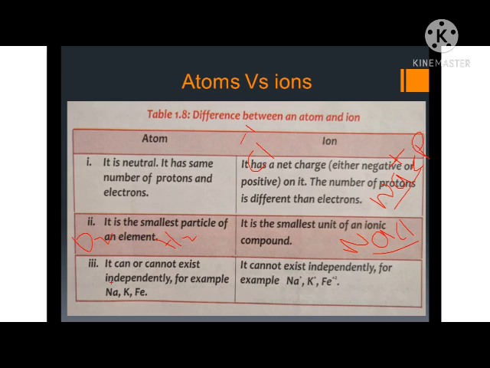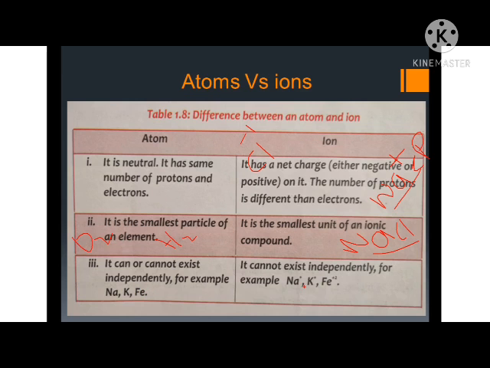An atom can exist indefinitely, while an ion cannot. For example, sodium, potassium, and iron. If we consider this one, this can exist, but this one is very highly reactive. So it easily reacts with oxygen and forms iron oxides, which is also called corrosion of iron. This is least stable. This is up to some extent more stable than this one. But it cannot exist indefinitely.